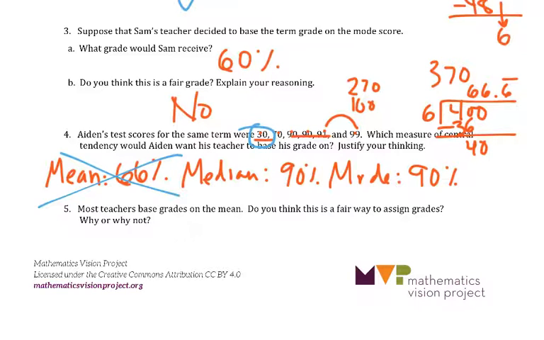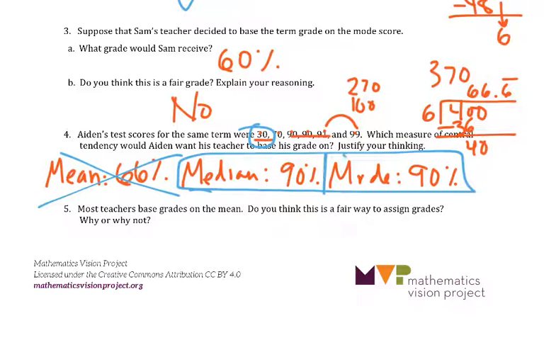Okay, so I would say probably going with the median or the mode. Most likely I'd go median as opposed to mode, because if he gets another bad test score, that could change the mode. But the median, because he has much higher test scores, I think it reflects better.